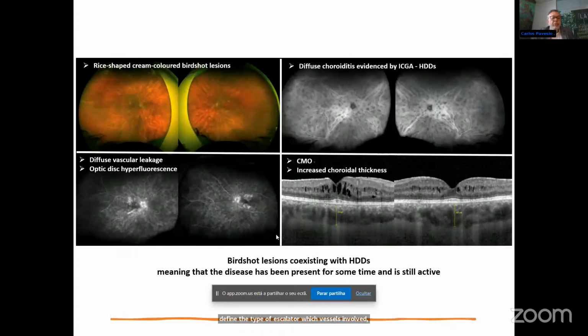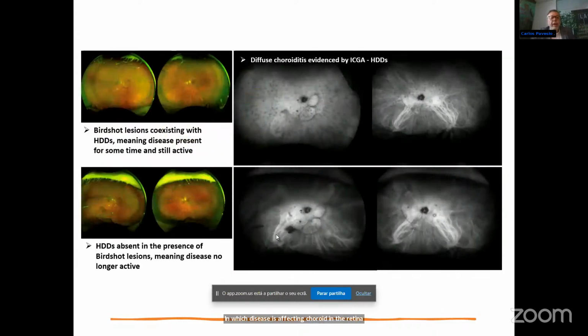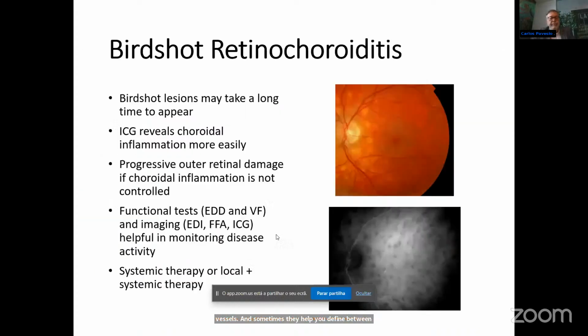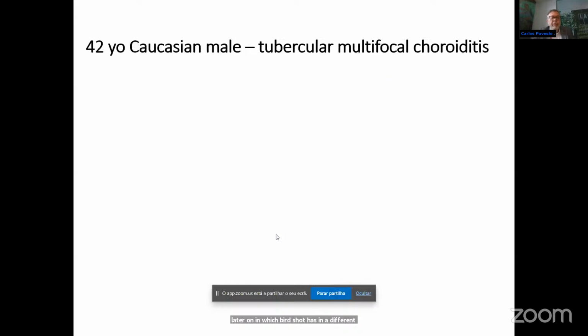So these are some examples here of how helpful it is in birdshot when you can see disease activity and you can see the multiple areas in which the disease is affecting the choroid and the retinal vessels. And sometimes it helps you define between lesions which are typical of birdshot, which do not necessarily represent active disease. I won't mention it here, but there will be discussions later on in which birdshot has different behaviors, and the lesions may mean different things in terms of the stage of the activity of the disease.